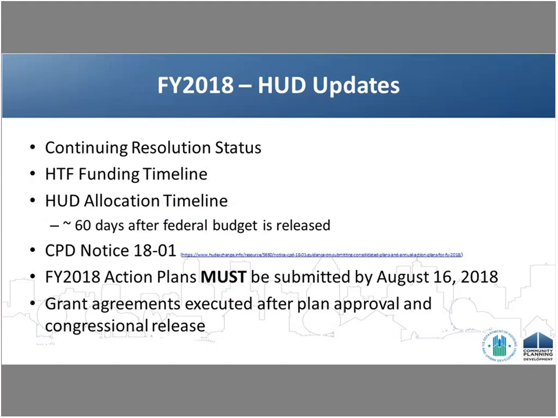In the meantime, if you're worried about how to submit your plan, prepare your plan, or handle pre-award costs, please follow CPD Notice 1801. It's the same information contained in each annual notice on how to submit consolidated plans and annual action plans. Real important, no matter when allocations do come out, we must receive all plan submissions by August the 16th, 2018 in order for you to receive funding. And one more time, after our field reps review your plan submissions, grant agreements will be executed and sent to you after plans are approved and congressional release occurs.